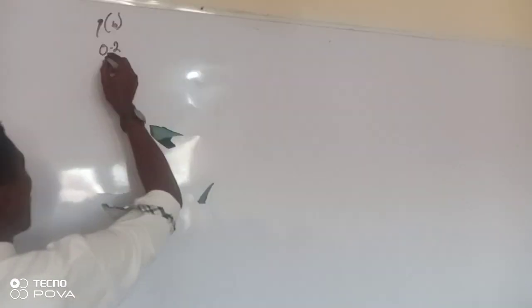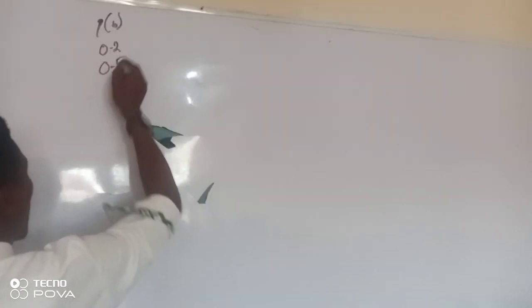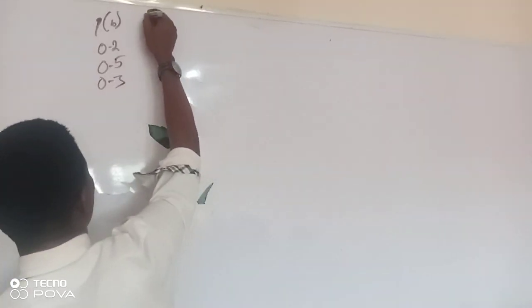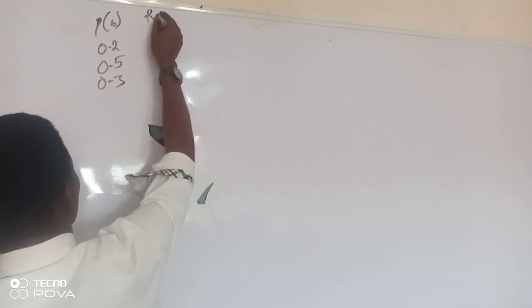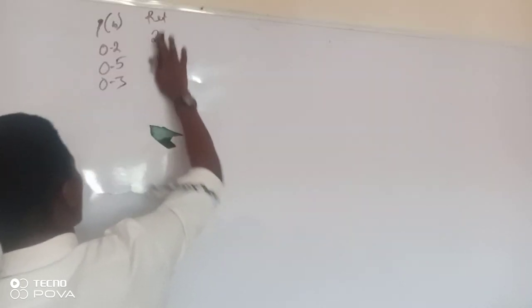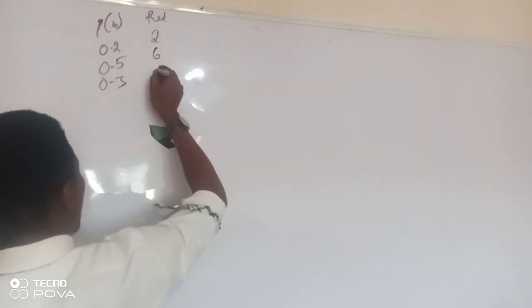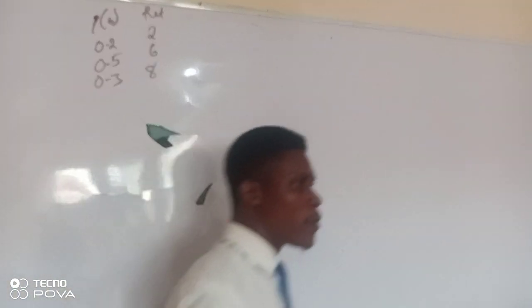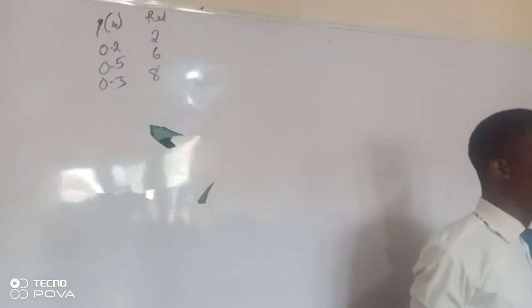0.2, 0.5, 0.3. Then the likely returns that we're expecting: 2%, 6%, and 8%. These are the likely returns that we're expecting.